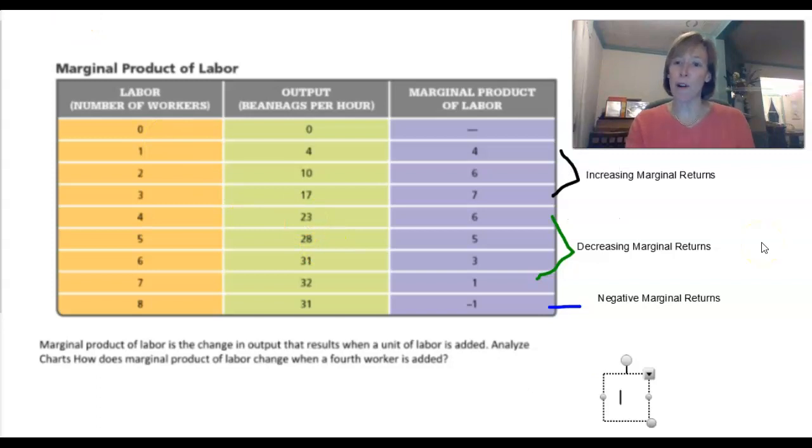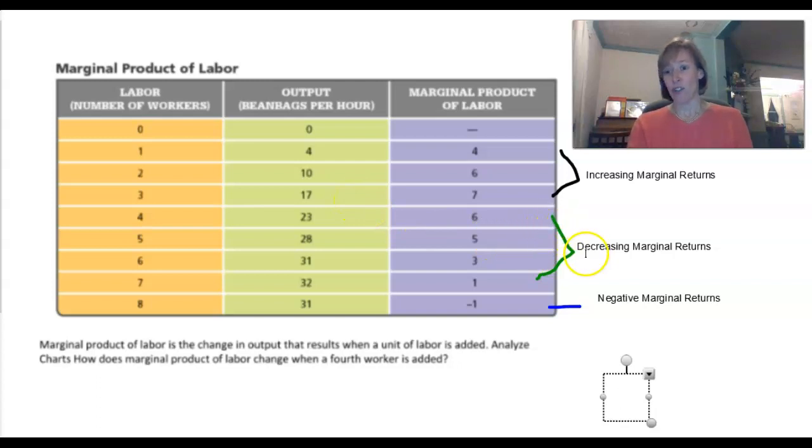When we talk about marginal returns, we talk about 3 stages of returns. We talk about this beginning stage when things are going great. This is your increasing marginal returns. We're adding units of input, our output is increasing, and so is our marginal product. So not only are we producing more, but the increments in which we're producing more keep increasing. So we added a worker, we made 6 more. We added another worker, we made 7 more.